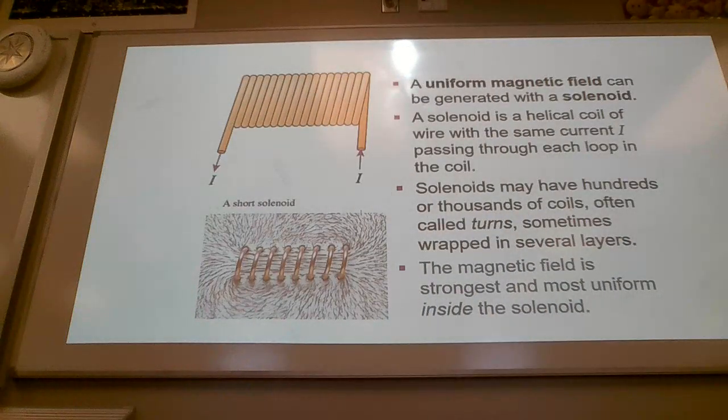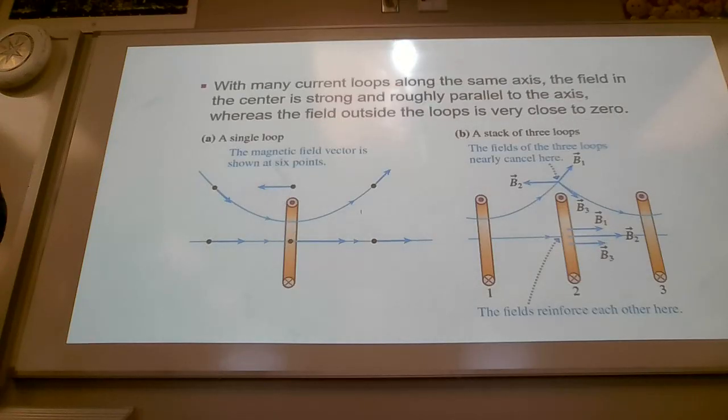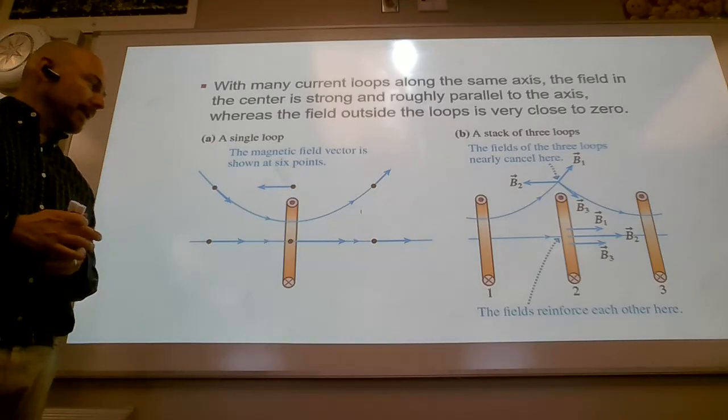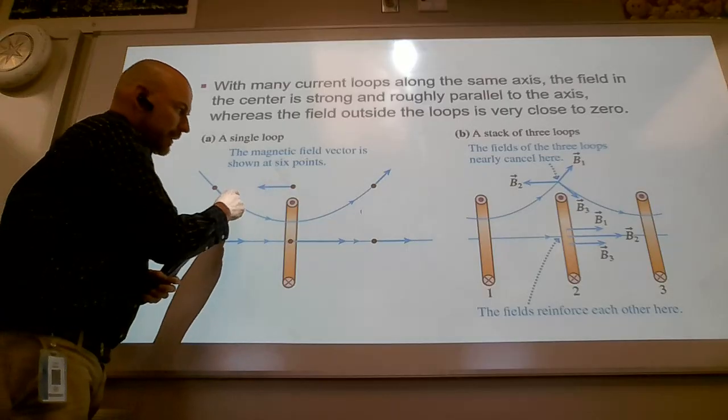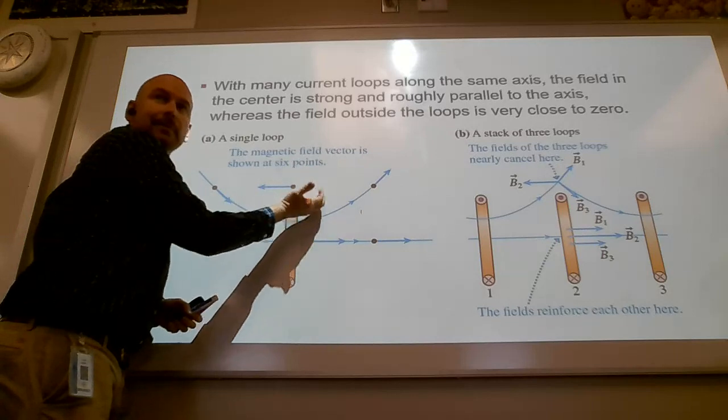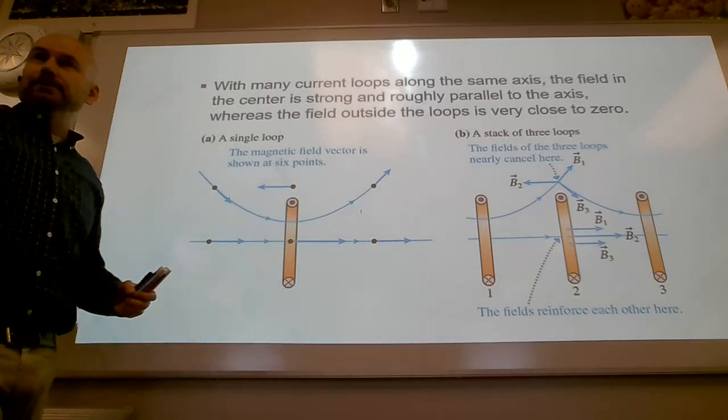A solenoid has a uniform magnetic field. That's pretty sweet. It kind of looks like this. A single loop of wire is going to create a magnetic field that looks like this. On the outside it's going this way. Everybody all right with that?